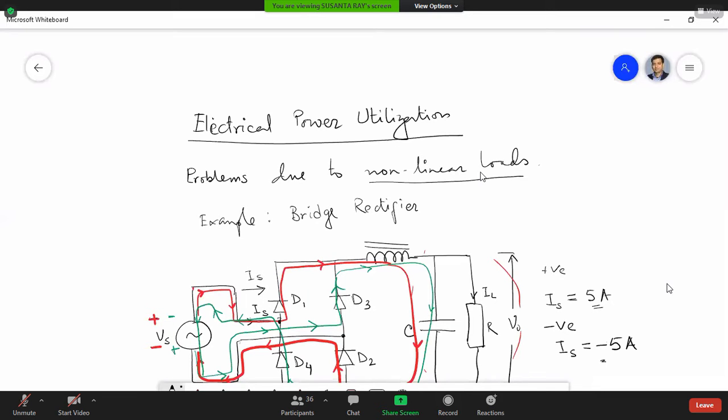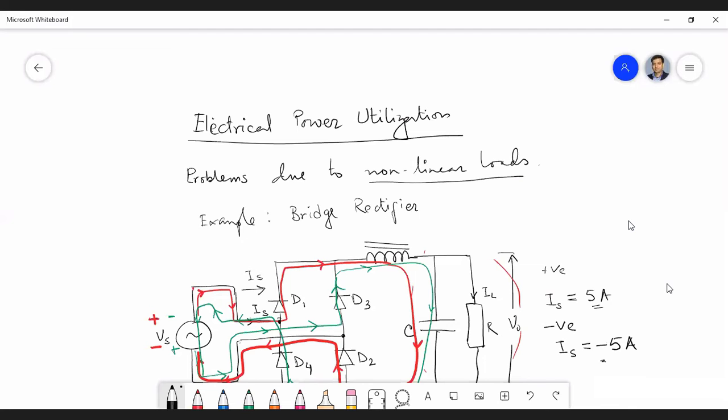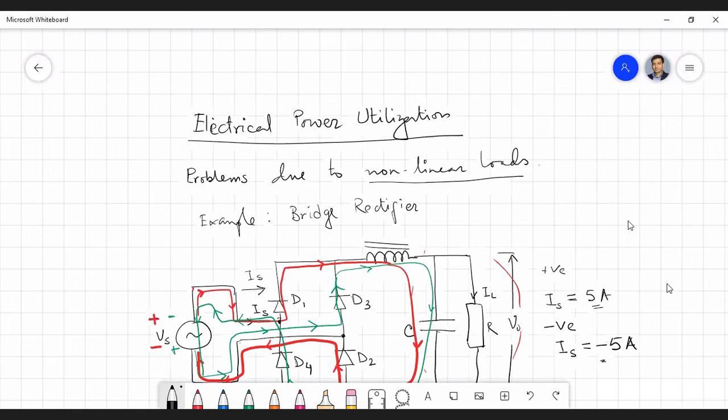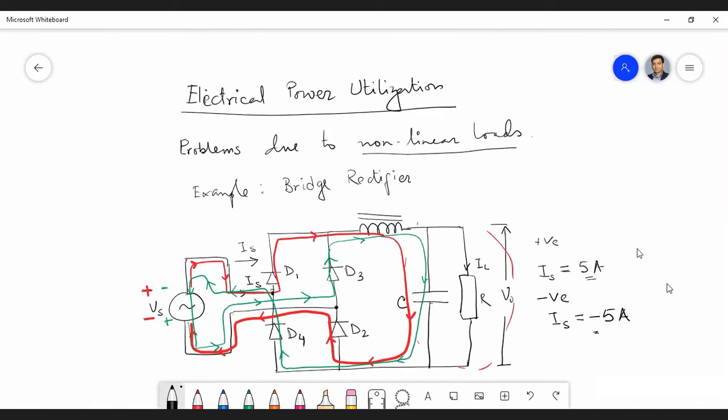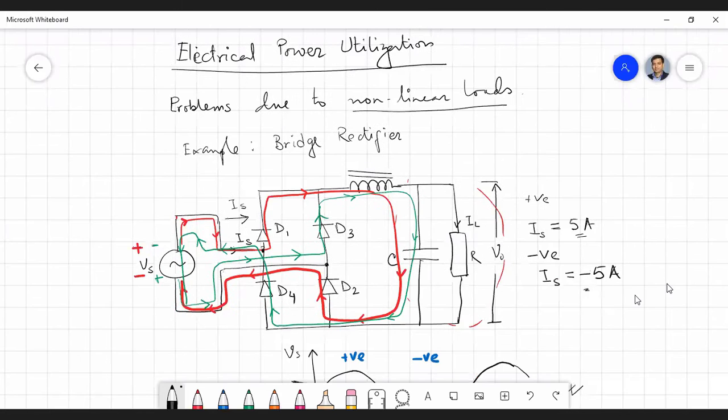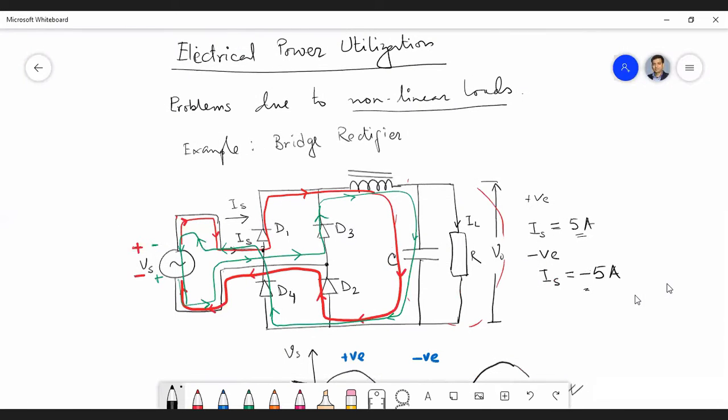The last class we discussed very preliminary things on nonlinear loads and related harmonics generated in the source current. And we took some example of a simple bridge rectifier having a basic low pass filter containing an inductor and capacitor to filter out the ripple.